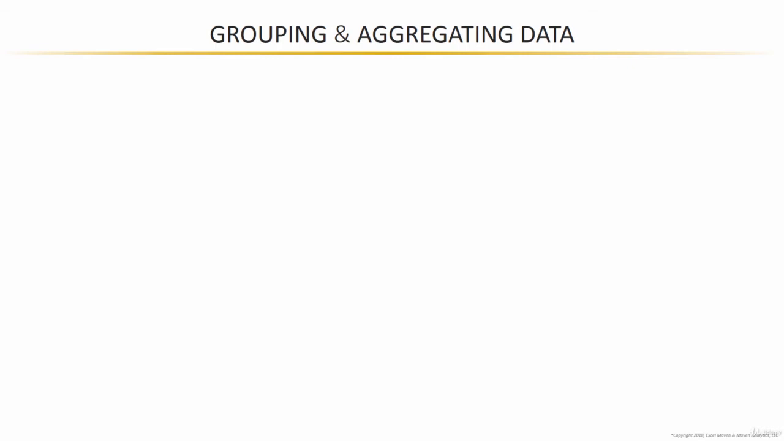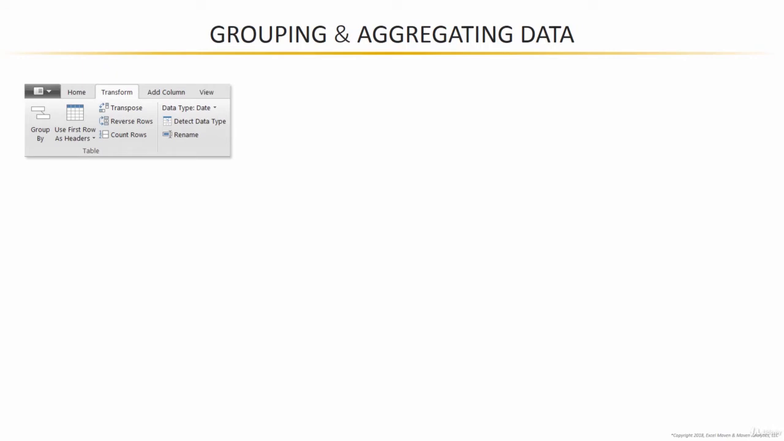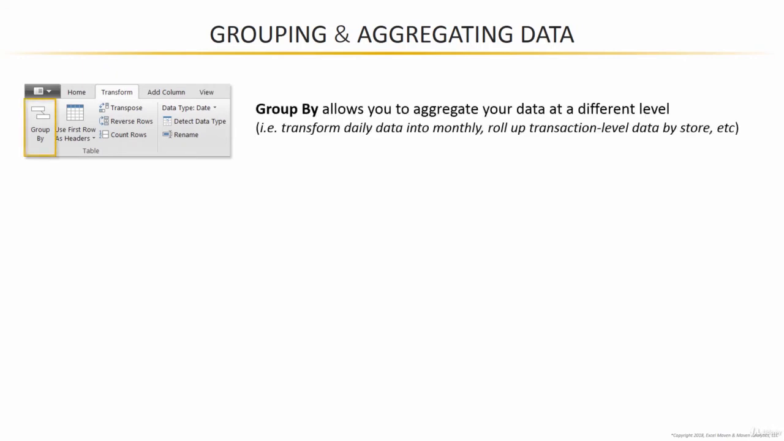Next up, I want to talk about grouping and aggregating data. So within the Transform tab of the query editor, you'll see this Group By option on the left, and this allows you to aggregate or roll up your data at different levels of granularity.